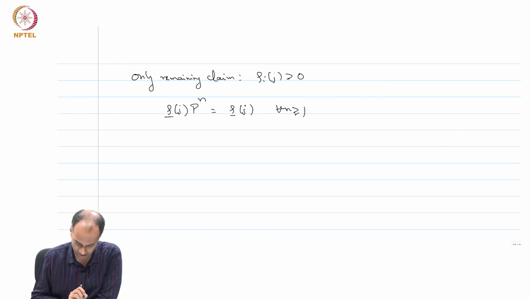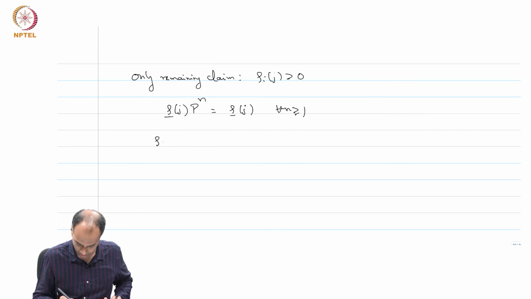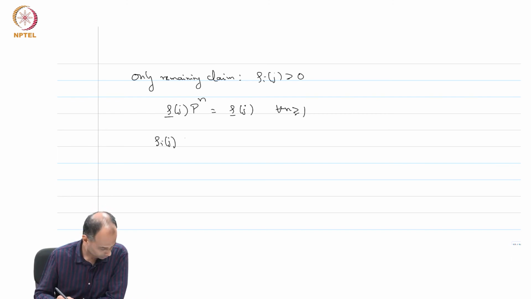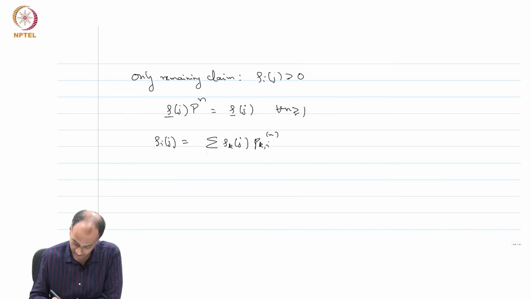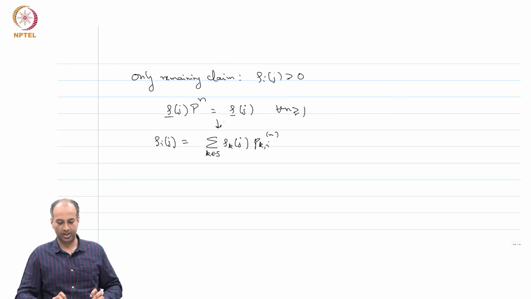So we can use this cleverly. What I will do is write ρ_i(j) is equal to the sum over all k of ρ_k(j) p_ki, the n-step transition probability. I am just writing this in explicit form.